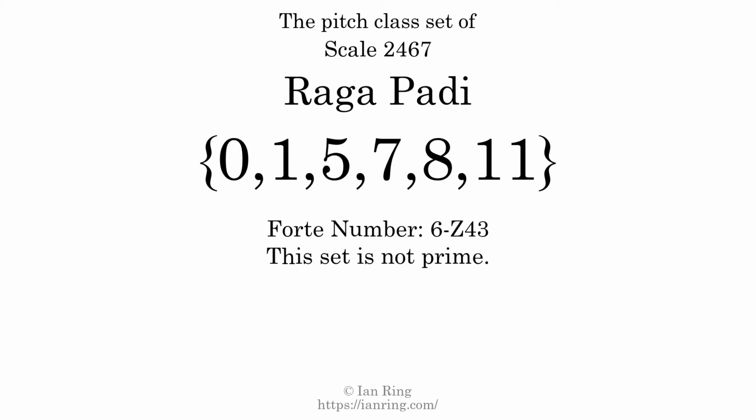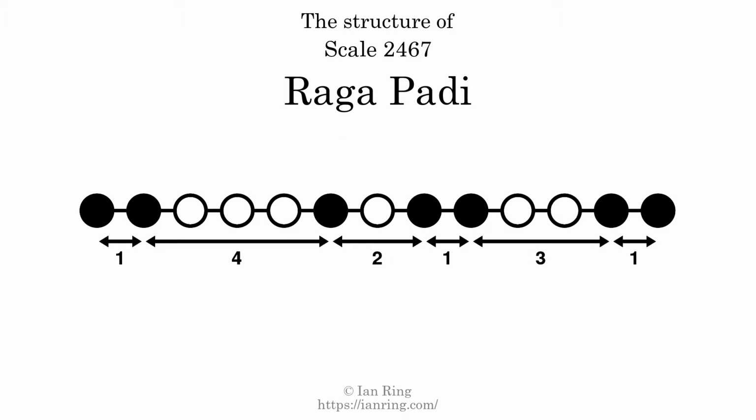The fault class is 6Z43. This set is not prime. The structure of a scale is a description of the interval distance between each successive tone. This scale has a structure of 1-4-2-1-3-1.